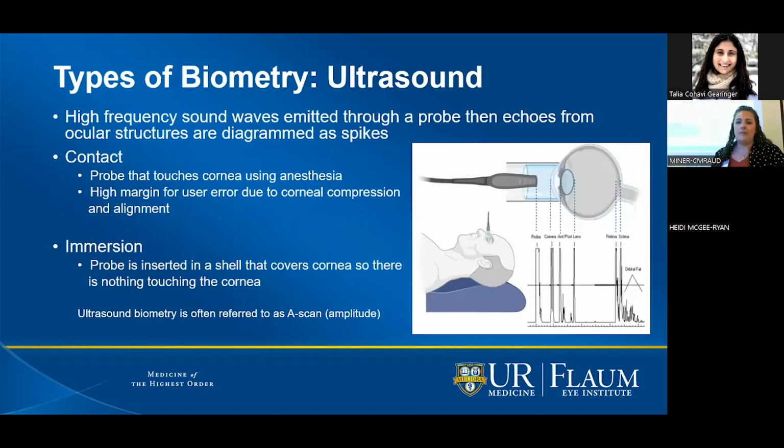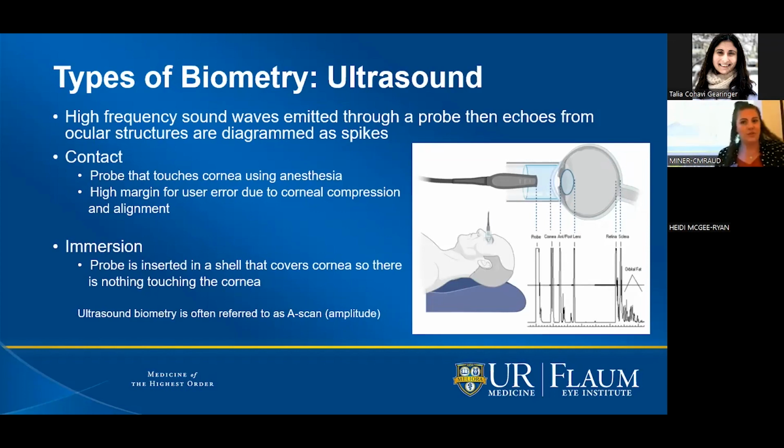The first form of biometry was ultrasound, and this is still used today in some cases. Ultrasound uses high frequency sound waves. They're emitted through this probe here, and the sound waves echo off of the ocular structures and are diagrammed here as these spikes. So this is measuring the length of the eye. And you can see there's a spike for the probe, the anterior and posterior cornea, anterior posterior lens. This big gap here is going to be your vitreous cavity, retina, sclera. Occasionally you'll see some small spikes in the vitreous if they have floaters or anything.